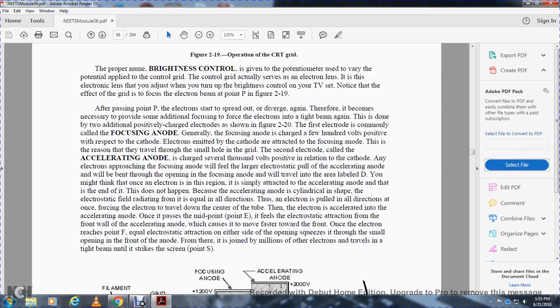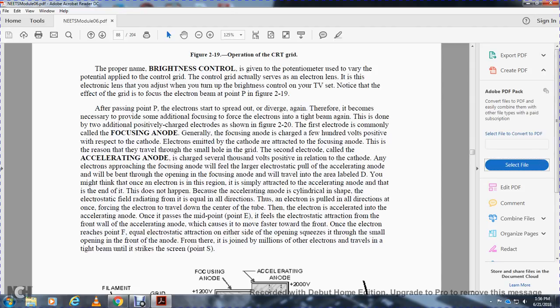You might think that once the electron is in this region, it's simply attracted to the accelerating anode and that is the end of it. That does not happen. Because of the circular, cylindrical shape of the accelerating anode, the electrostatic field radiates from it equally in all directions. The electron is pulled in all directions equally as it travels down the center of the tube. The electron is accelerated into the accelerating anode.